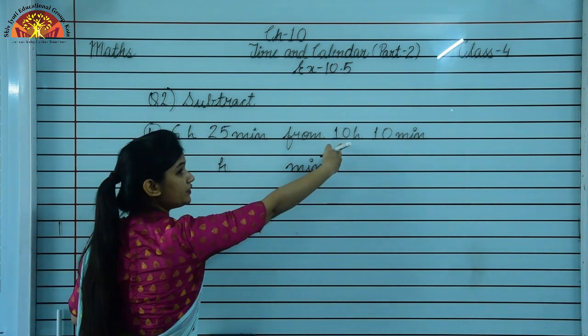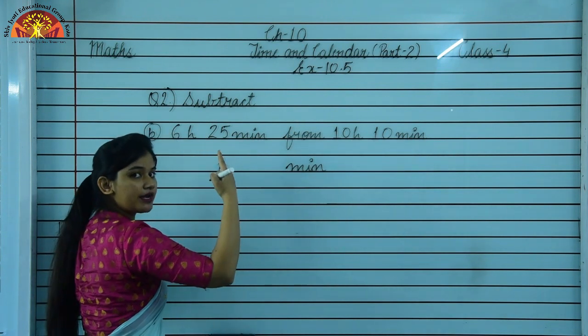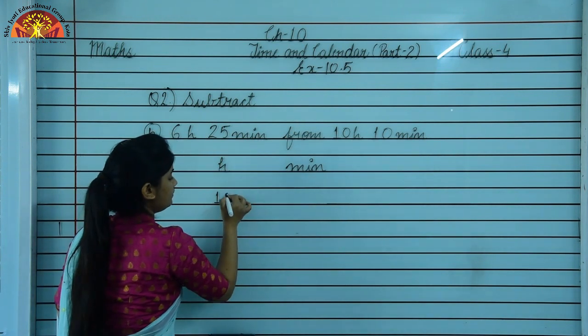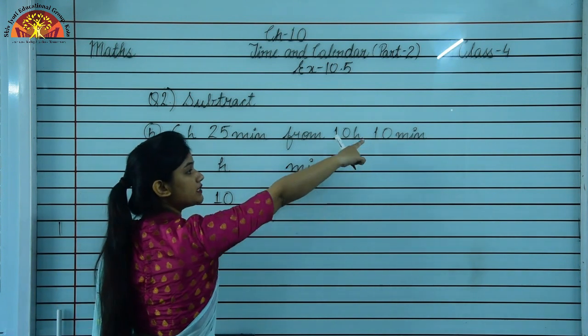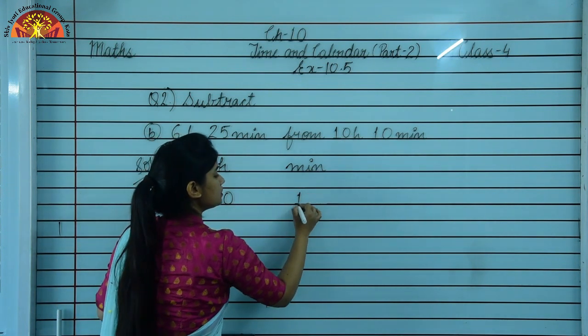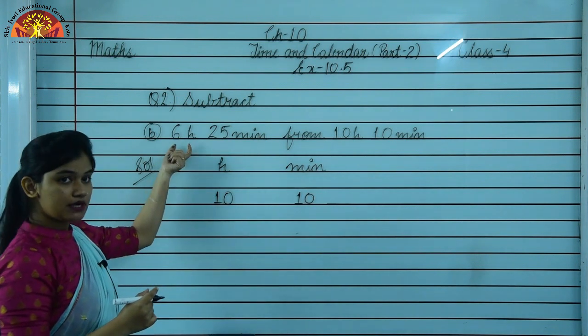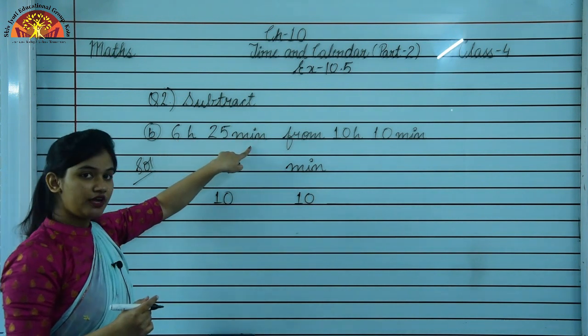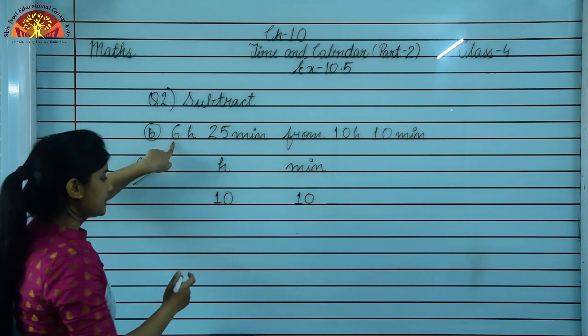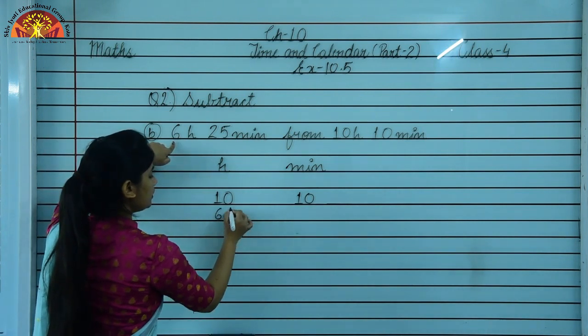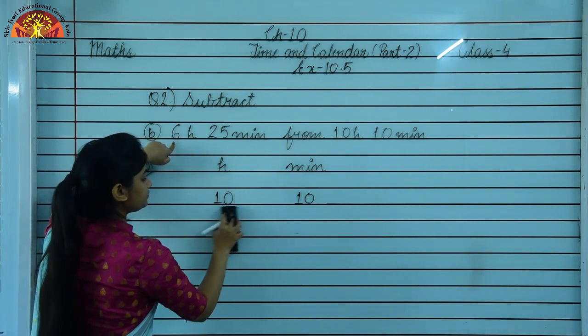So in this number we have 10 hours. Hours कितने हमारे पास? 10. So I will write 10 here, and in minutes we can see 10 minutes. So I will write 10 in minutes. Okay. Now we have to write the next number, that is 6 hours and 25 minutes. So in hours we have 6. So I will write 6 here or here. कहाँ लिखना है मुझे 6?